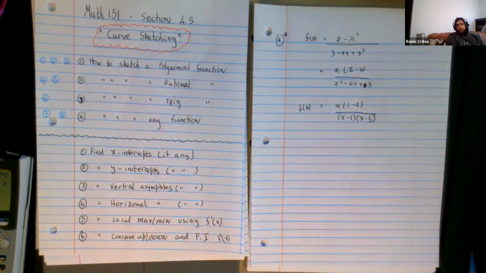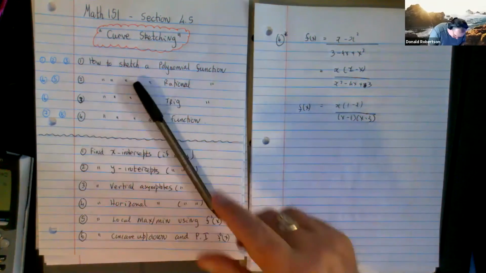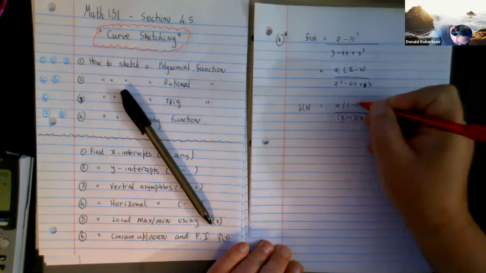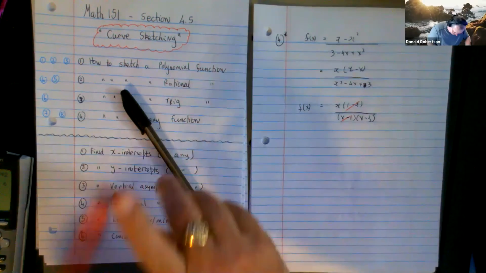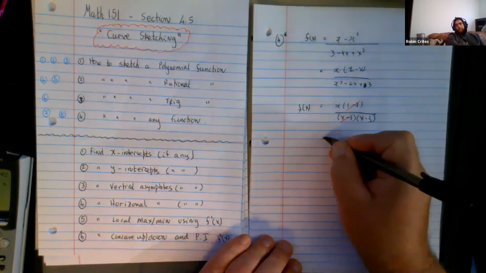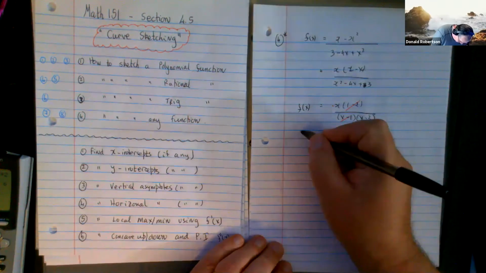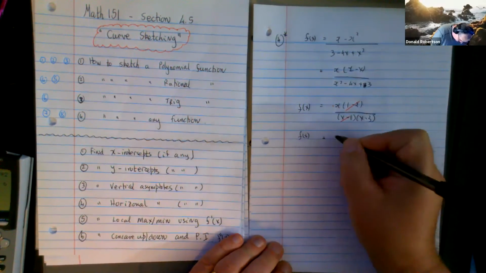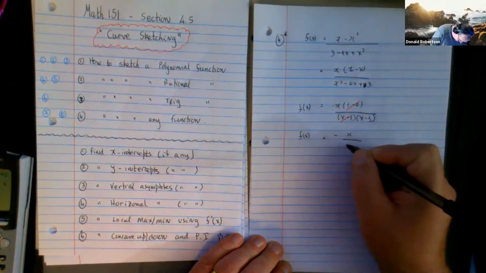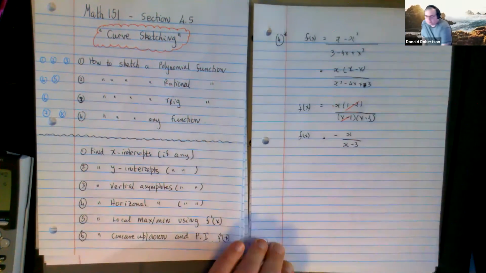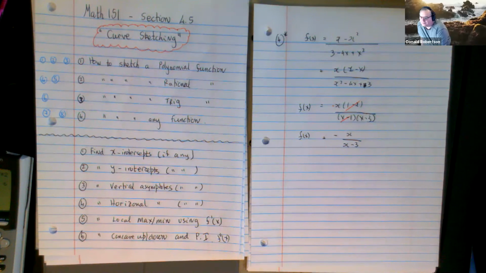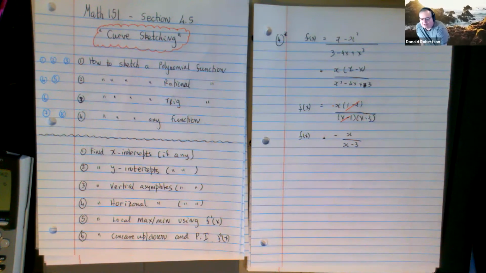Cancel. Yes. And what happens if you cancel an x minus 1 with a 1 minus x? You get a negative. And so what I'm really going to be sketching is that again. So what I've done is I've made the rational function a lot nicer.